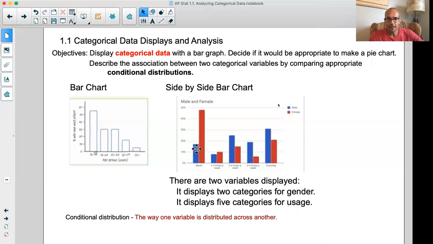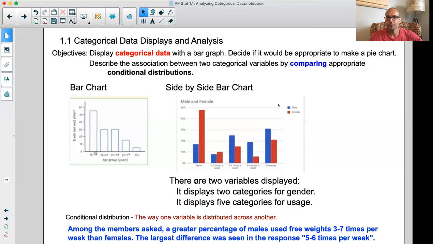And that's a much higher percentage than the percentage of males who didn't. So what you're doing at that point is analyzing the way that one variable, gender, is being distributed over another variable, and that's going to be usage. We'll do more examples of this.